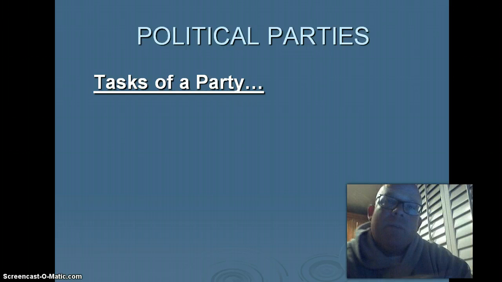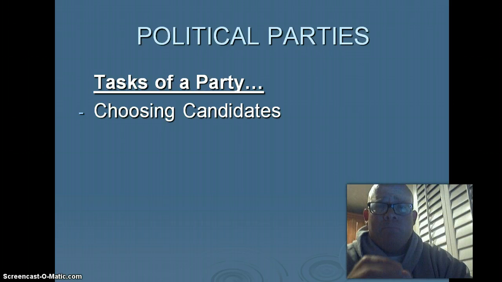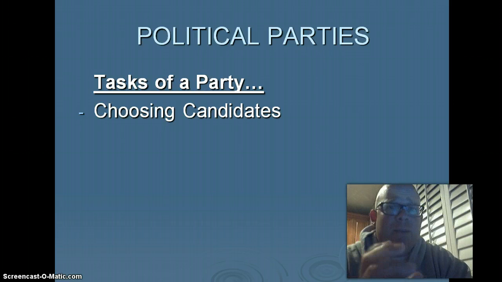All right, let's talk about what the party does, or the tasks of the party. The first thing that a party does is it actually chooses candidates. Political parties are going to work very hard to find candidates that appeal to voters. They have to fit that group label, and they have to appeal to voters in whatever state or county they're running for office. If we're talking about a national office like the presidency, they have to have national appeal.